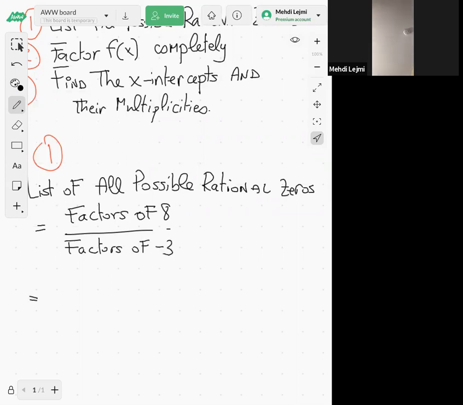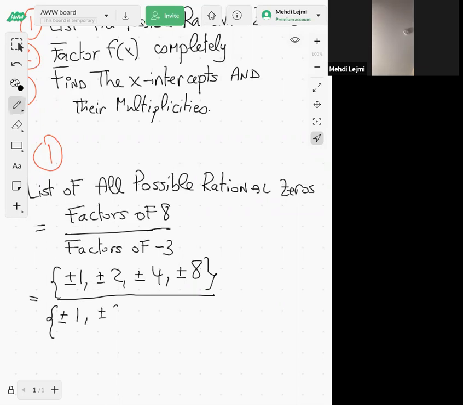As I said, it doesn't really matter if it's positive or negative, because you have to take the plus or minus anyway. So the factors of 8: 8 is divisible by 1, by 2, not by 3, by 4, not by 5, not by 6, and then by itself. Same for -3, it doesn't matter if it's negative or positive 3. We have plus or minus 1. 3 is not divisible by 2, but of course it's divisible by itself.